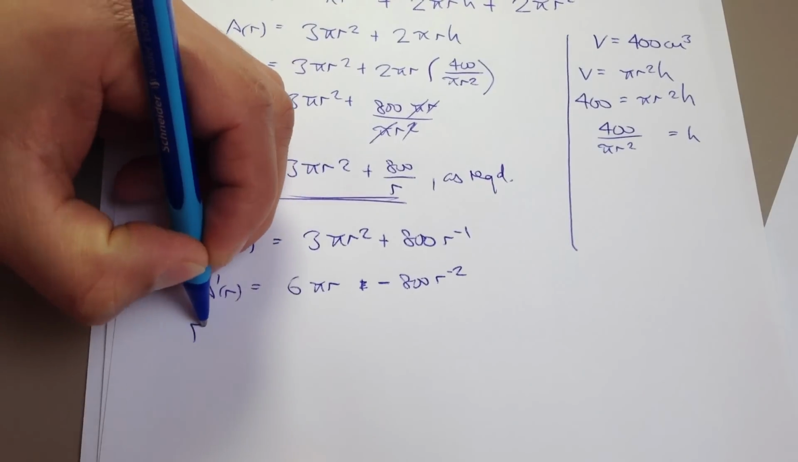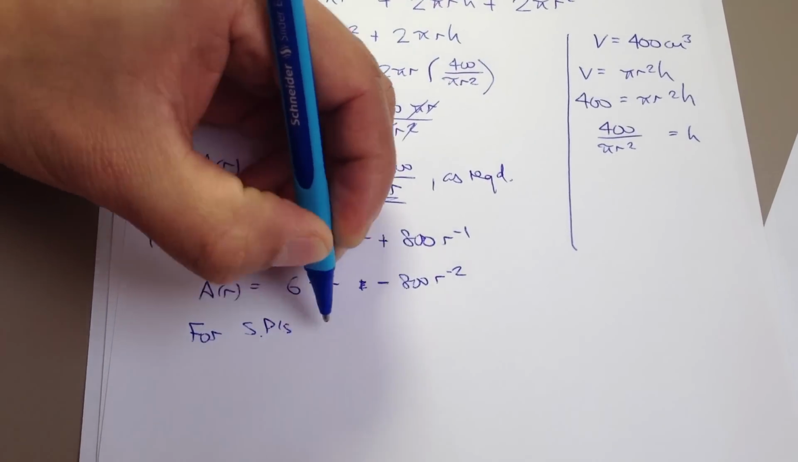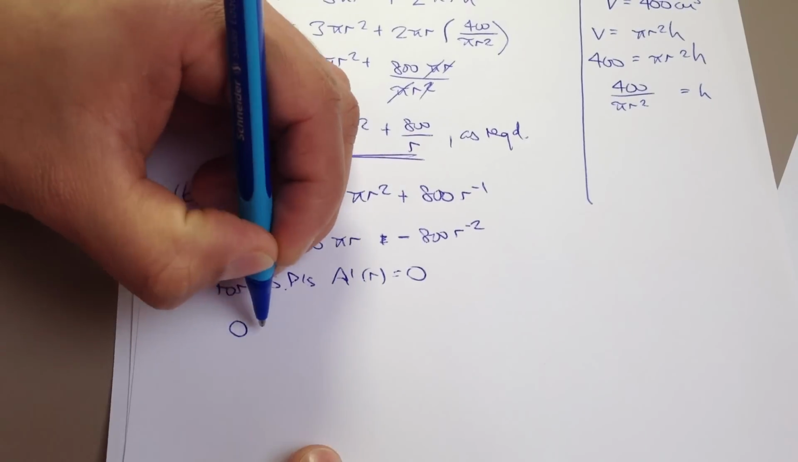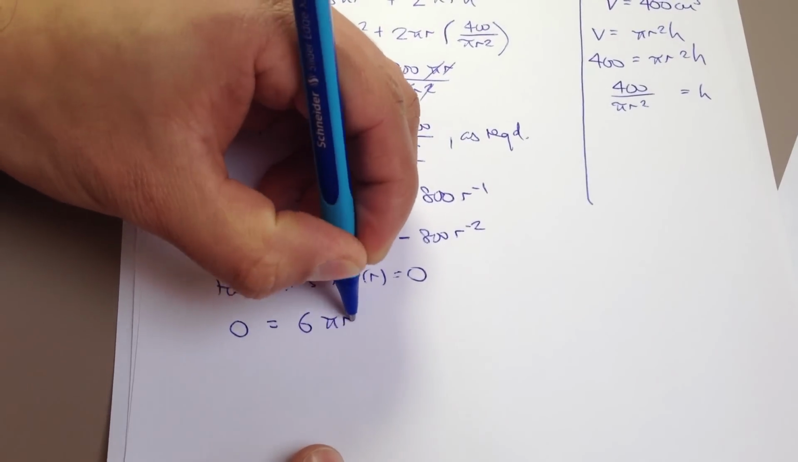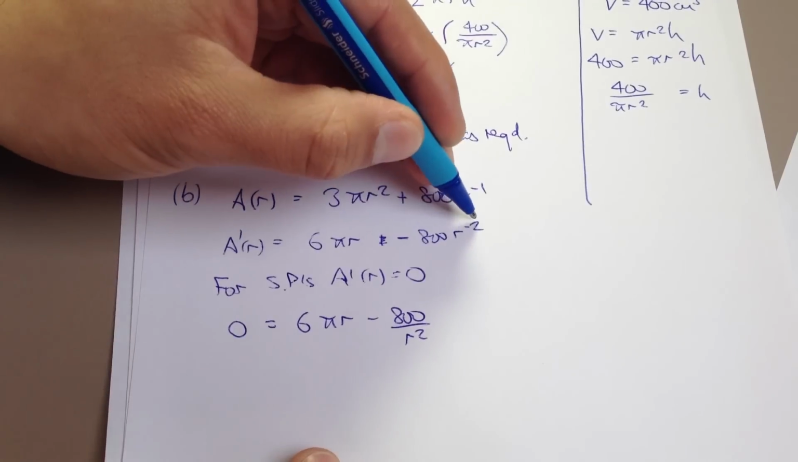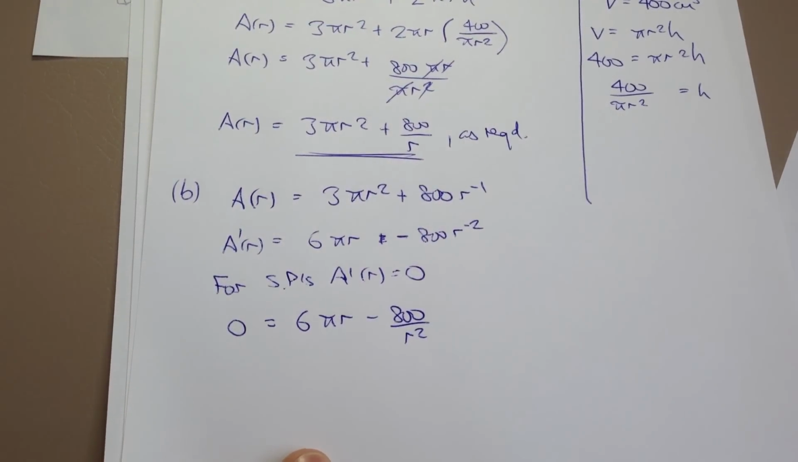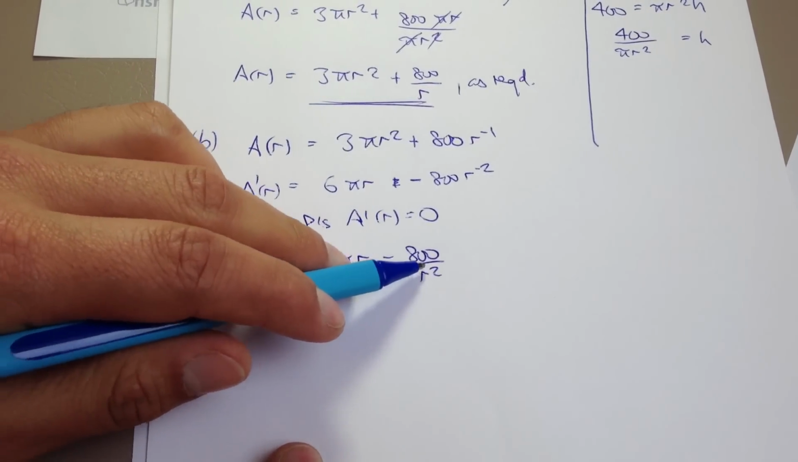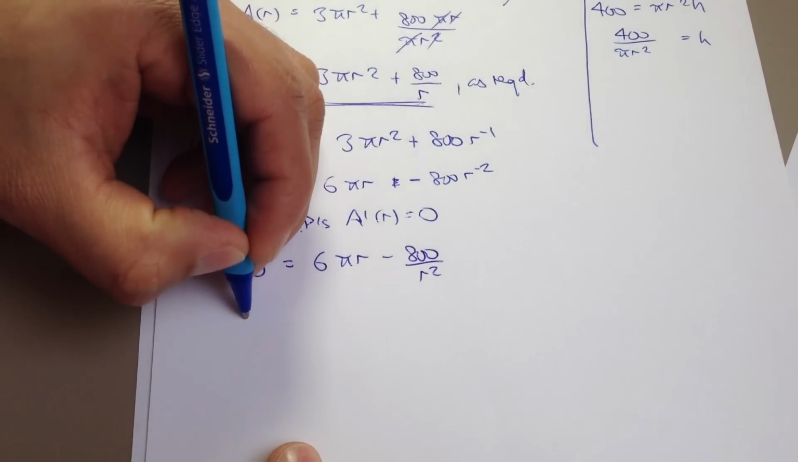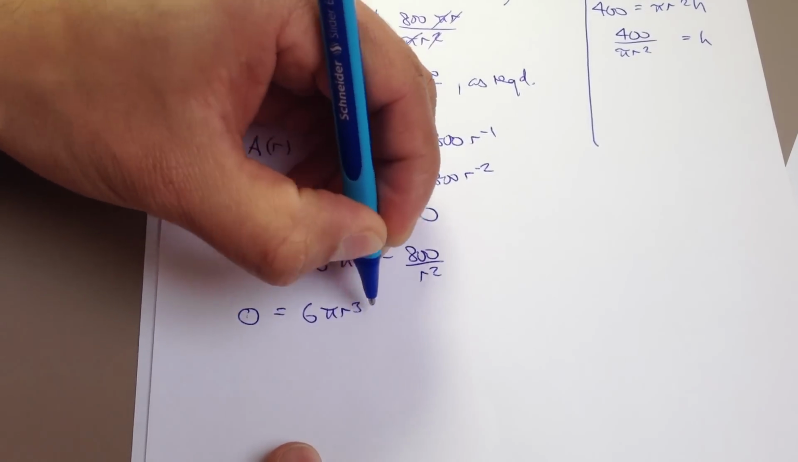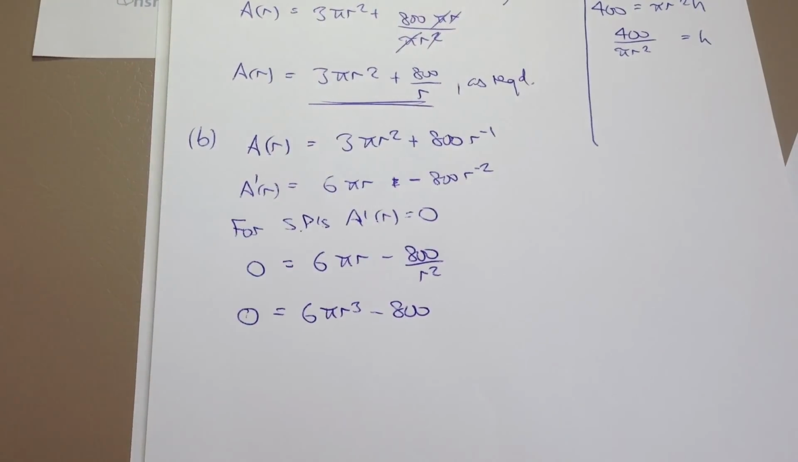I have to then make the statement for stationary points, A dash r equals 0, hence 0 equals 6 pi r minus 800 over r squared, just taking the r to the minus 2 back down to the bottom. Okay, so what I'm going to do is multiply through by r squared to remove this r squared on the bottom line. So 0 times r squared, well that's just 0. That's going to be 6 pi r cubed minus 800.